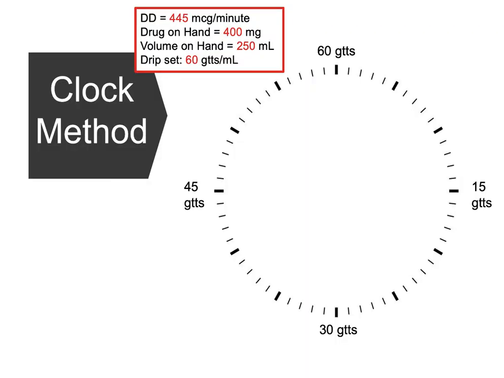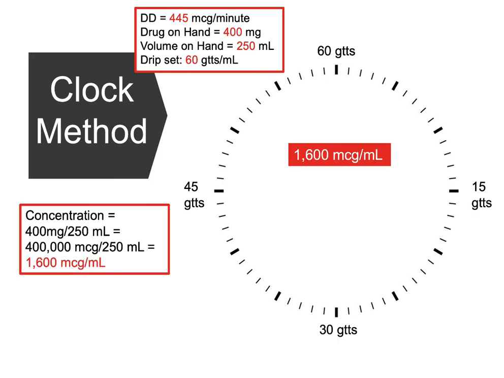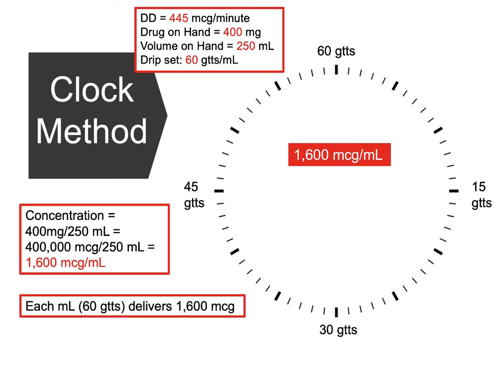We'll do another method. So the clock method that I described, again, their numbers are up there at the top that we came up with. We know what our desired dose is. We know how much we have on hand, so we can plug this in. We know our concentration is 1,600 micrograms per milliliter. And remember, to give 1,600, I have to give the whole 60 drops. So you could go and enter the little numbers like I did before to figure out how much you're delivering. Each milliliter has that 1,600 micrograms.